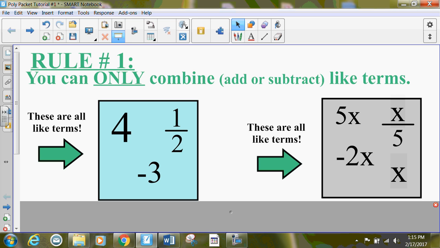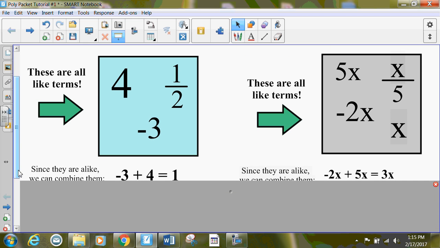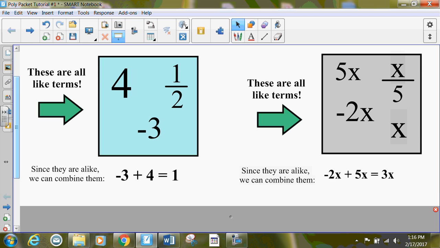Other like terms would be any term that has an x in it. So 5x, -2x, x, even x over 5. Those are all like terms, and they can be combined. They can be either added or subtracted. Just as a reminder, obviously, -3 plus 4 is equal to 1. We could put those together. And -2x plus 5x is 3x.